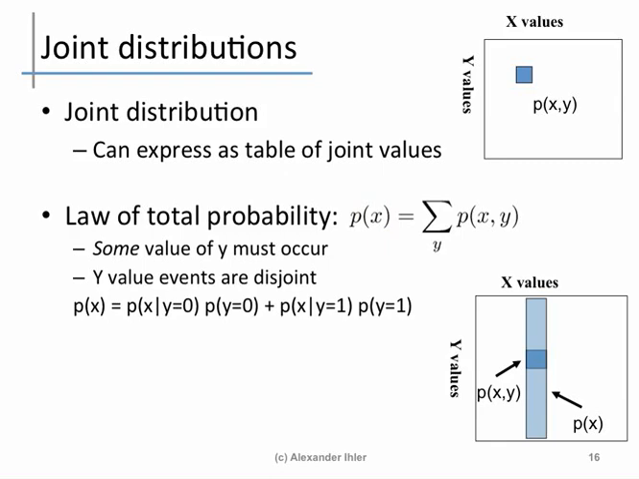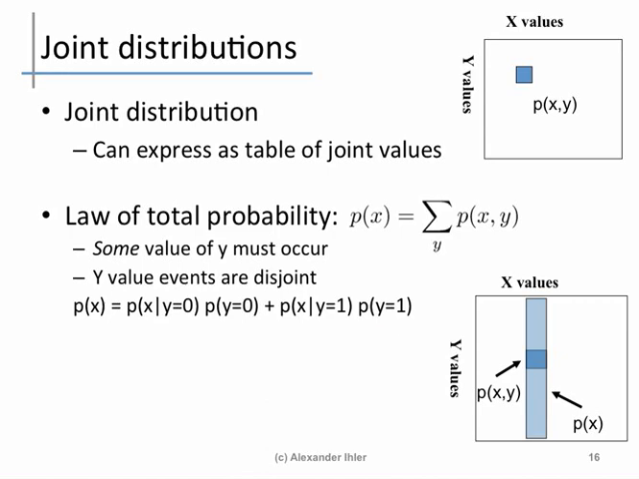In particular, the probability that x takes on value little x will be the sum over all possible values of y of the joint probability. The intuition here is that some value of y must occur, and if we don't know which one, we can simply sum over them since their events are disjoint. So the probability associated with little x will simply be the probability that x and y equals 0 happen, or that x and y equals 1 happen, and so on and so forth.